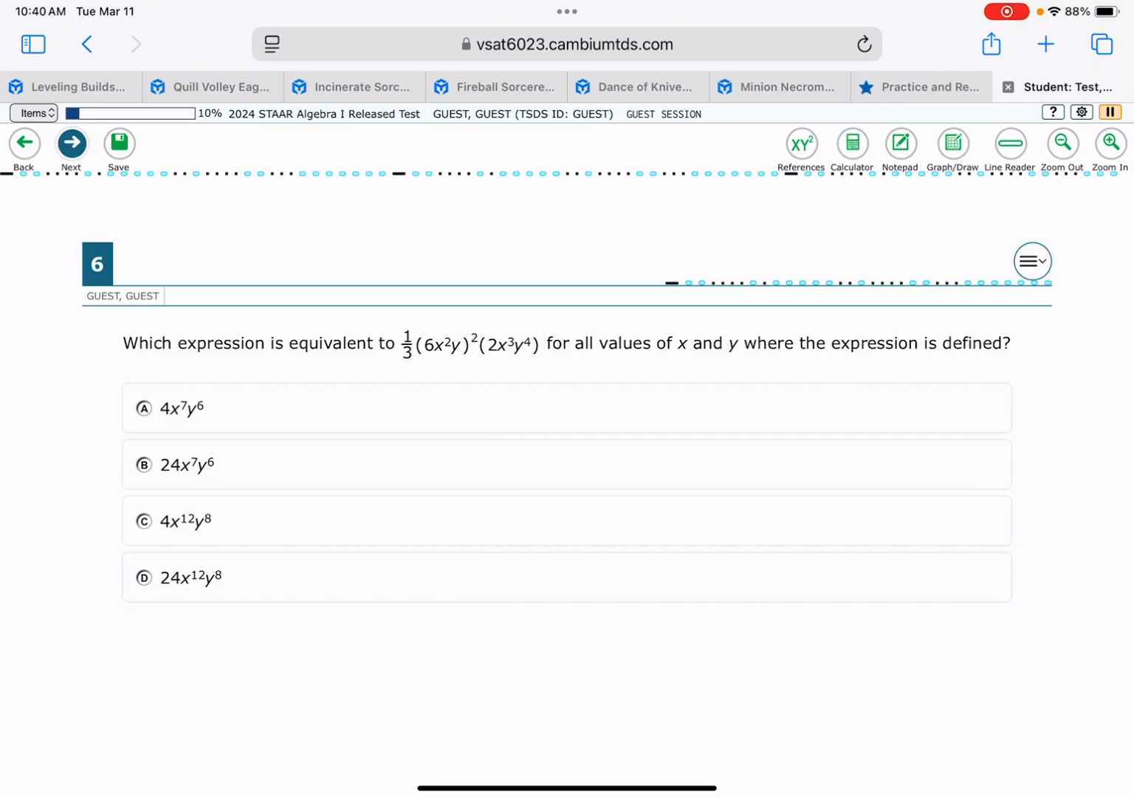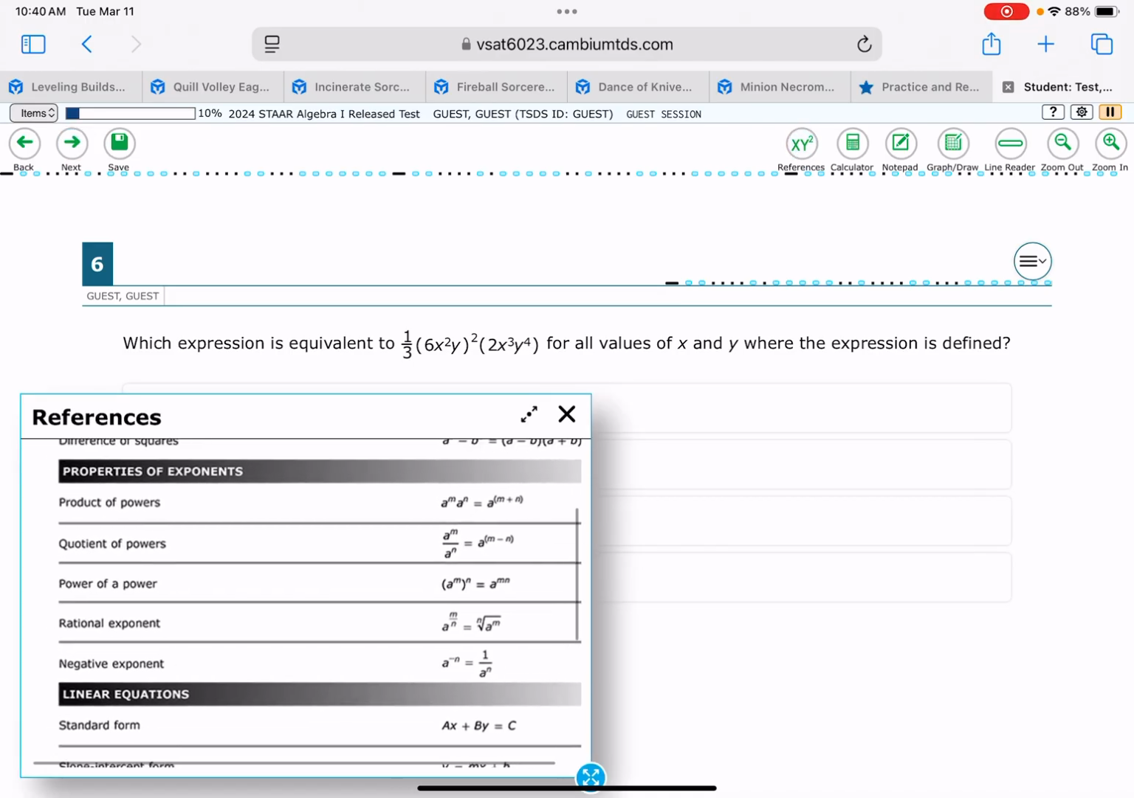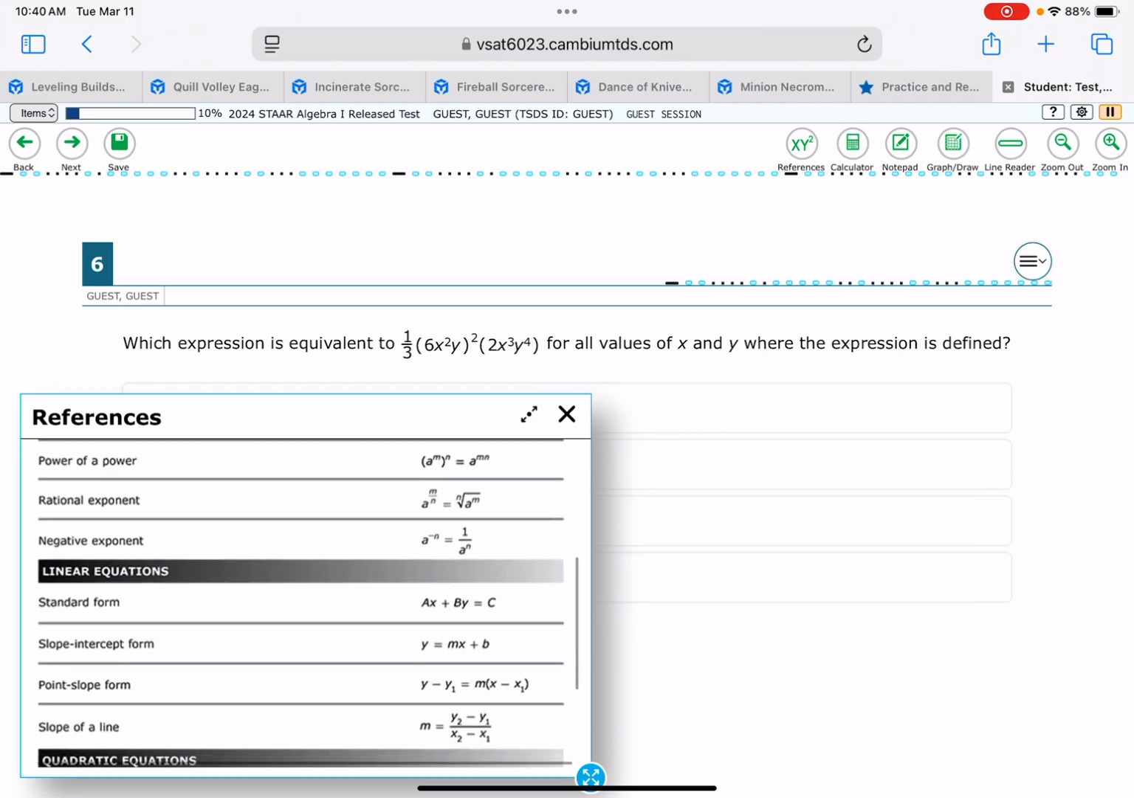All right. I kind of have to do some calculations with this one too, but again, they're really easy calculations, so I'm going to go ahead and do it. So I need to think about the power rule. Now, to remind yourself, on the STAAR reference material, you do have your power rules here. And I'm specifically looking at the power of a power rule, which says when I have a to the m to the n power, I need to multiply those exponents.